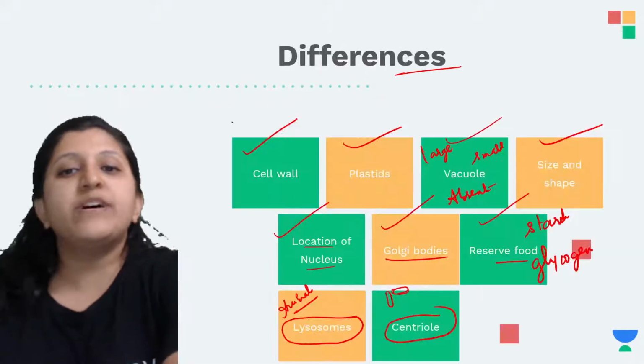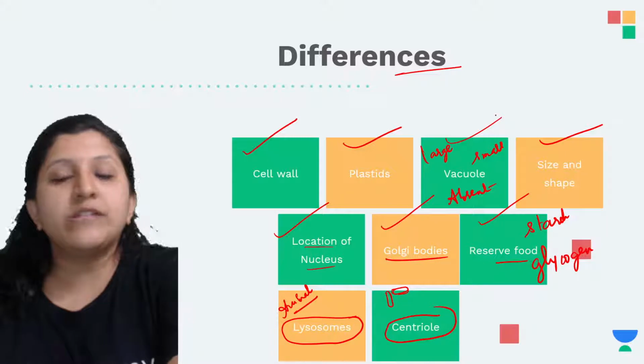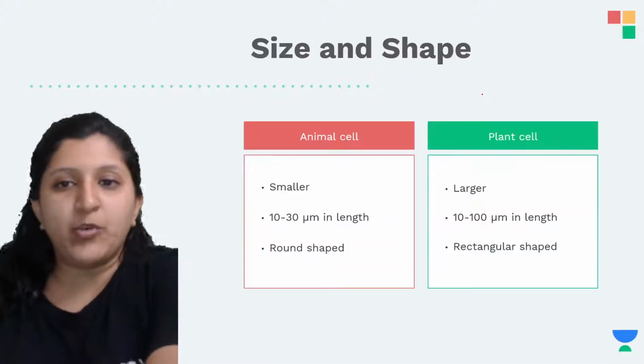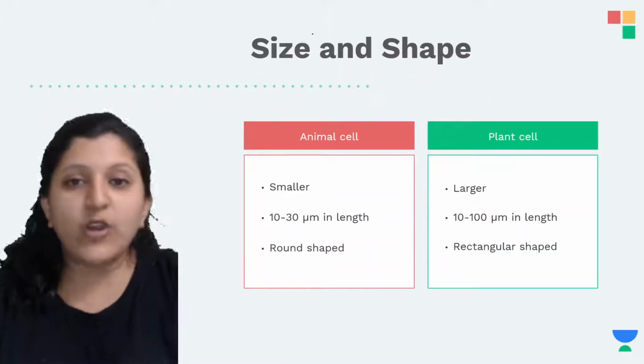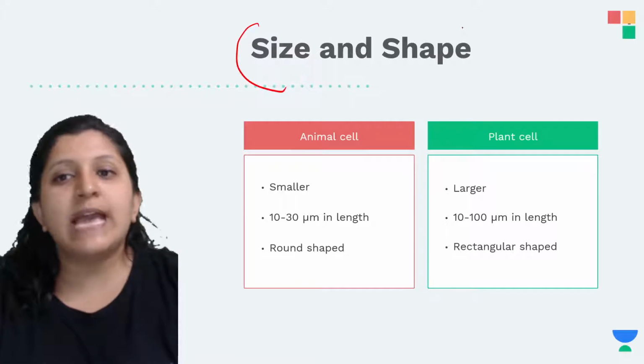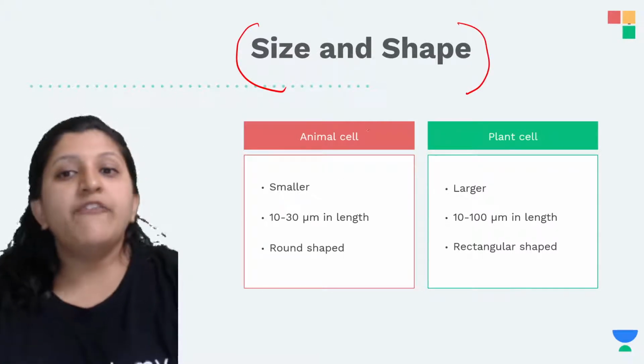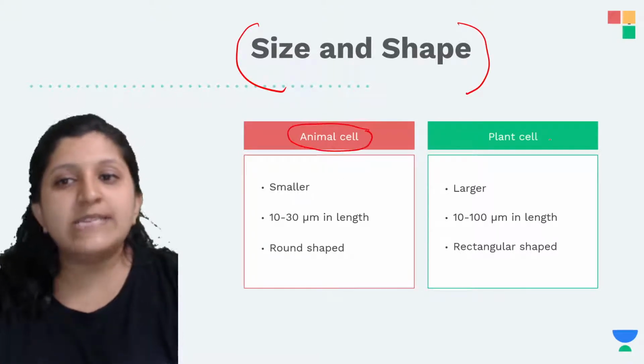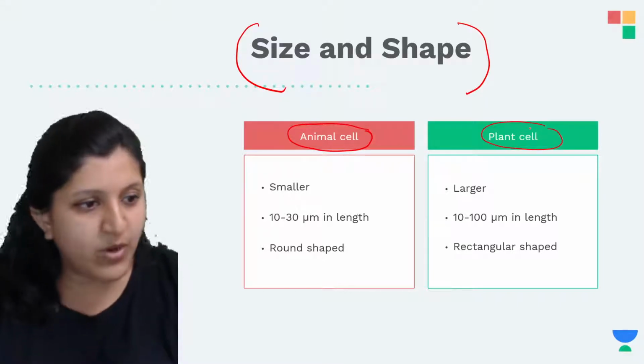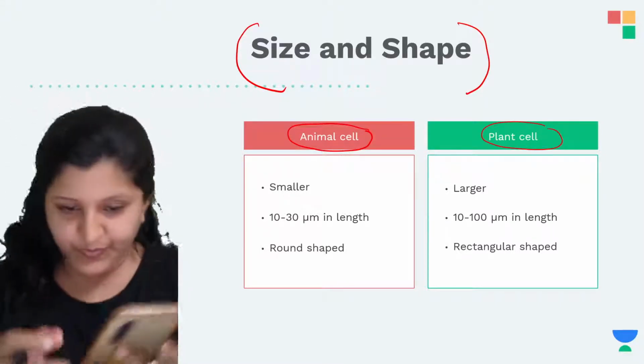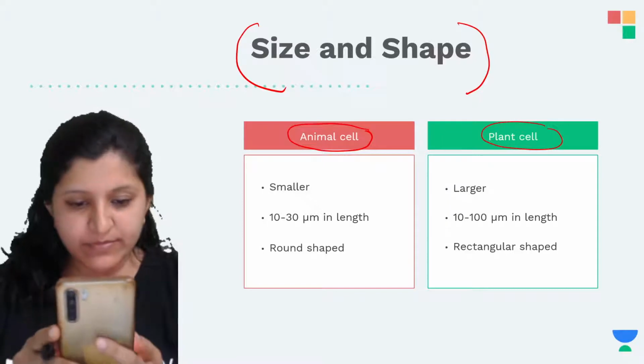Now what was the first point? It is with respect to size and shape that we are going to see, with respect to animal cells and plant cells. Are you all understanding? Any doubt?